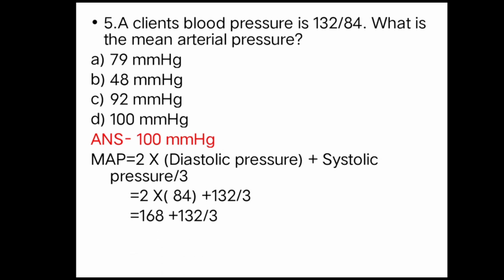So 84 into 2 is 168, plus 132, divided by 3. That whole is divided by 3. So we get 300 divided by 3. What is the value of 168 plus 132? That is 300. 300 divided by 3 is 100. So by this we have got the mean arterial pressure of 100 mmHg. This is also a very direct question. By applying the formula, you will get the answer very easily.